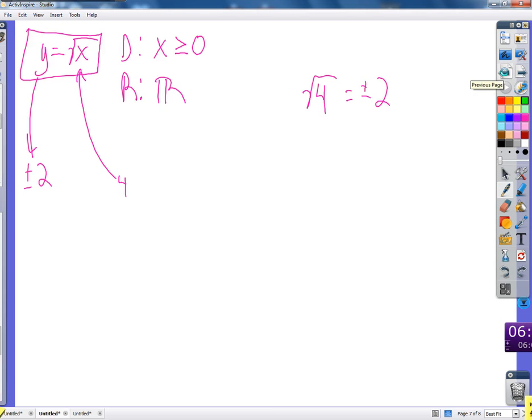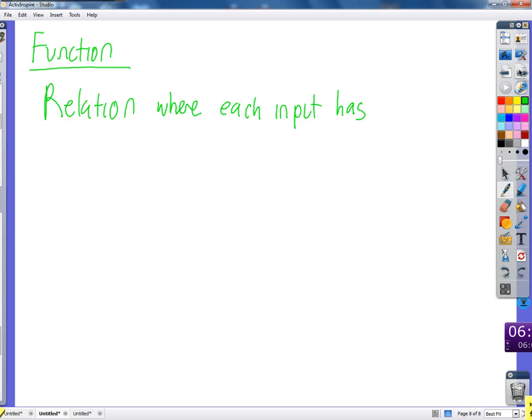Think about this hard. Does 4, when I put it in here, does it have one output? Yes, it has one. It also has two. It does have one, I can count one of them, and I can also count the second one. So what? One or more. We only want one. We don't want any more than one for a function. Exactly one. Has exactly one output.